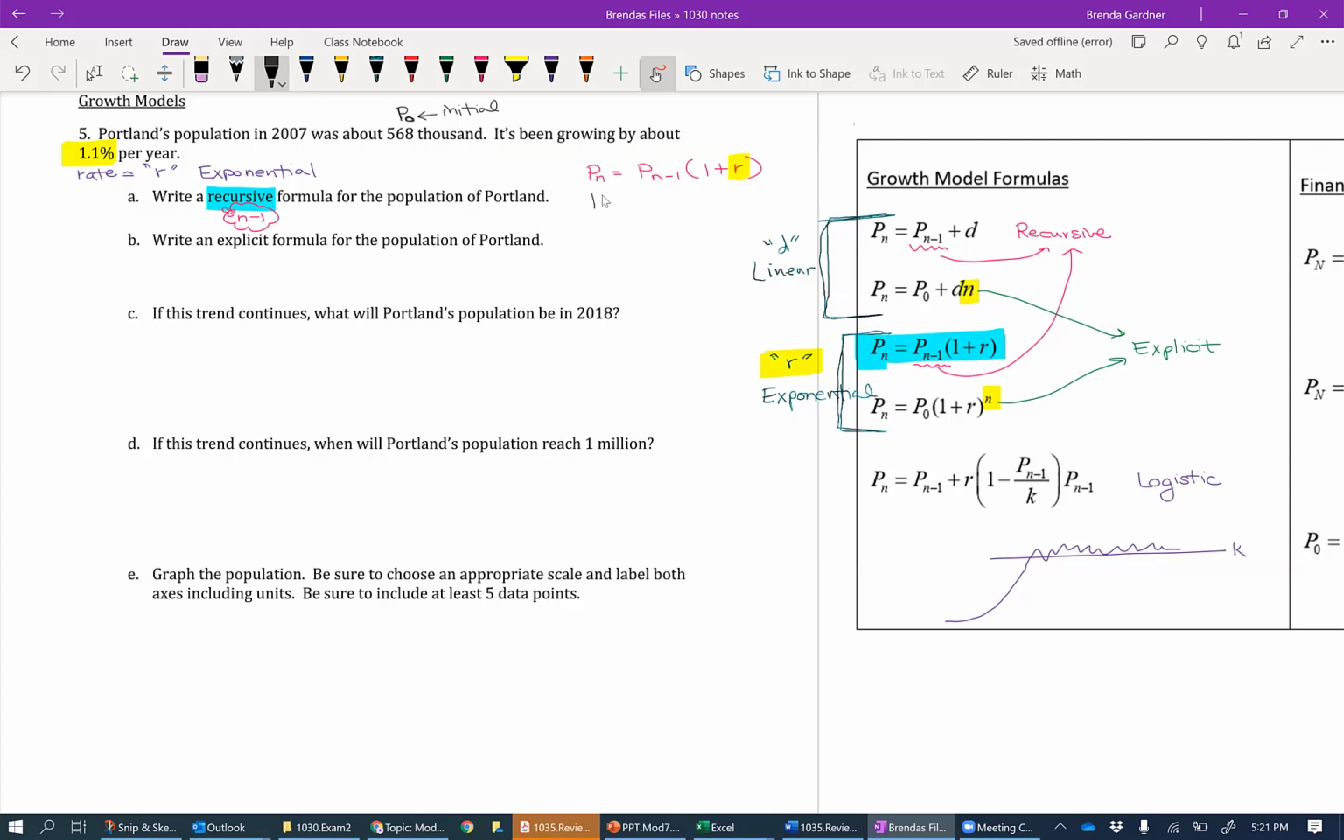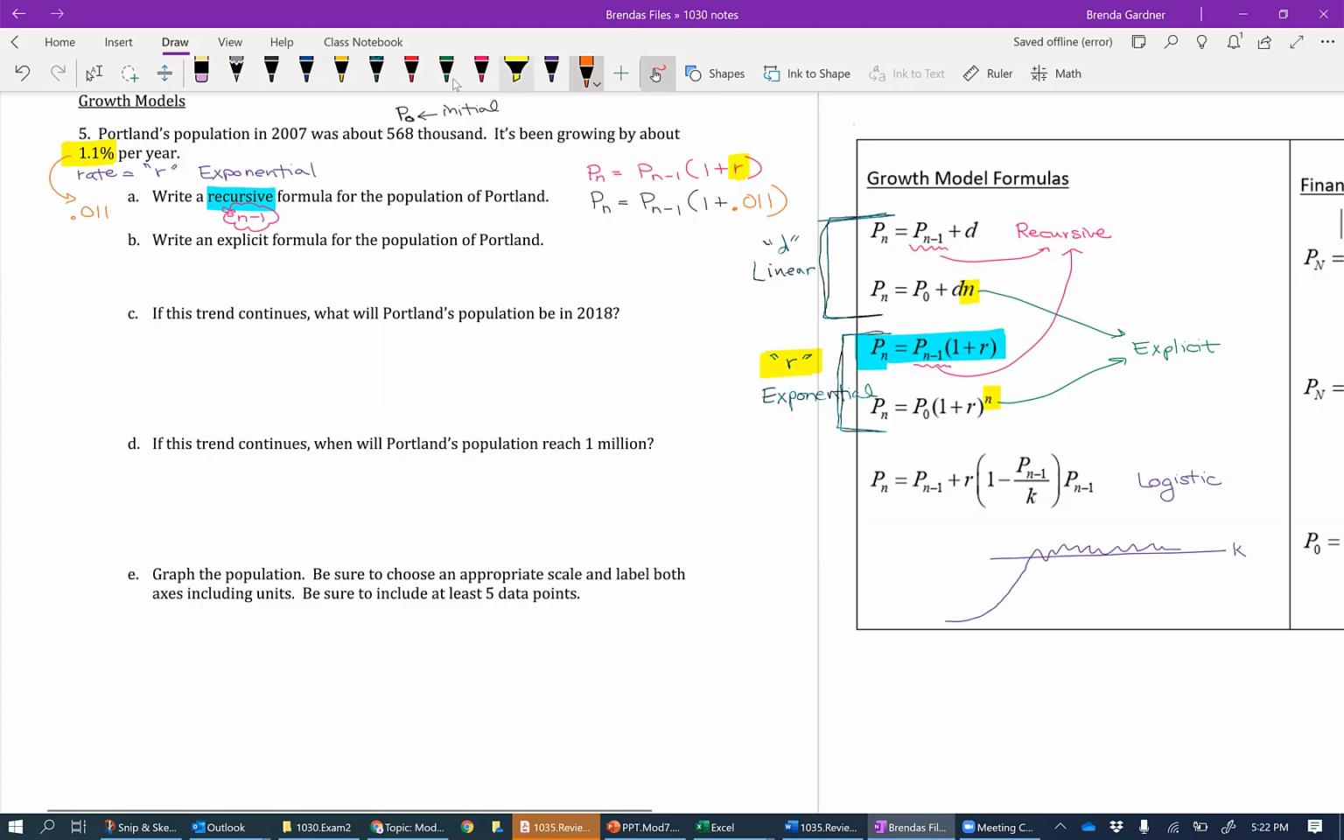So I'm going to leave P sub n, and P sub n minus 1, n minus 1. And then I'll put 1 plus, and I'll replace r with the 1.1%. Hopefully you have this down because you've already gone through module 6: change it to a decimal. Make sure you put in that 0, otherwise it'll be 11%, not 1.1%. So I'm going to put it in as 0.011.